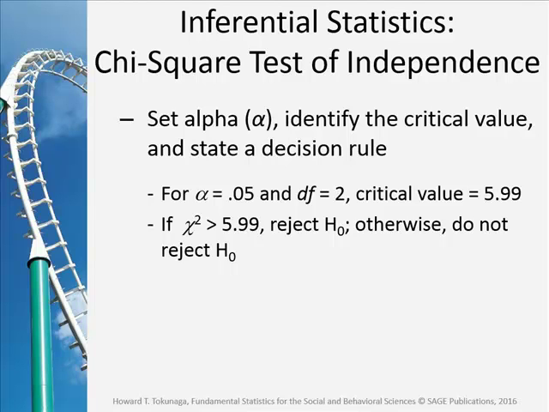Set alpha. Alpha is always the same. Alpha is always going to be 0.05 because we're social scientists. And the critical value. Well, let's go back to our chi-square table. And let's see if I can find the extras for those of you who weren't here last class.